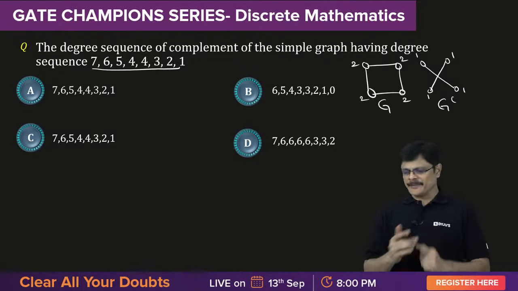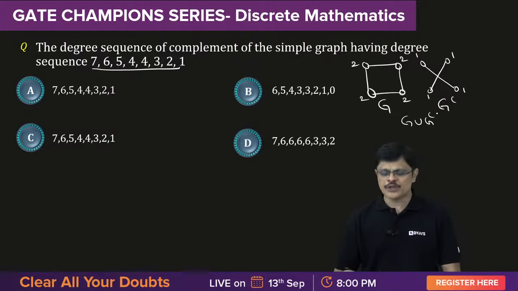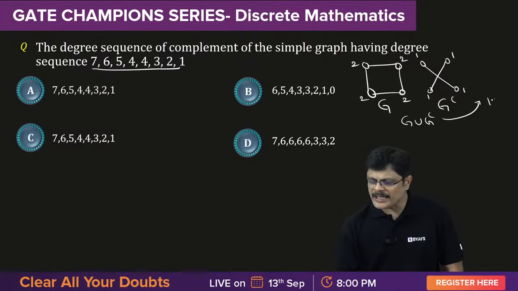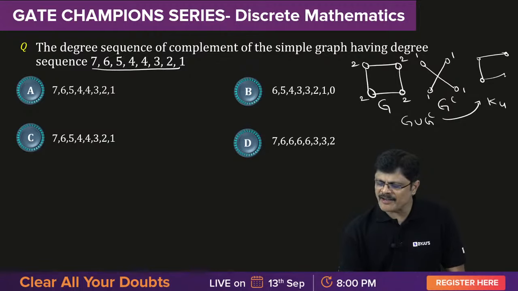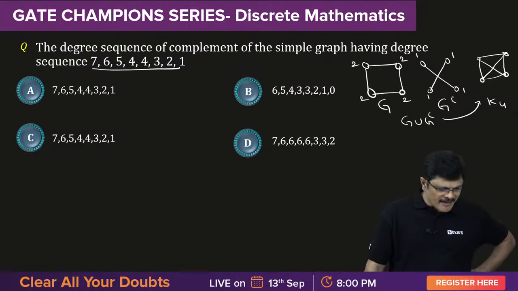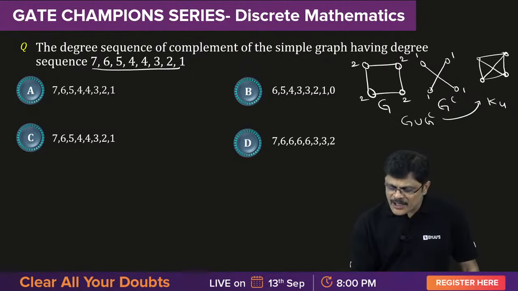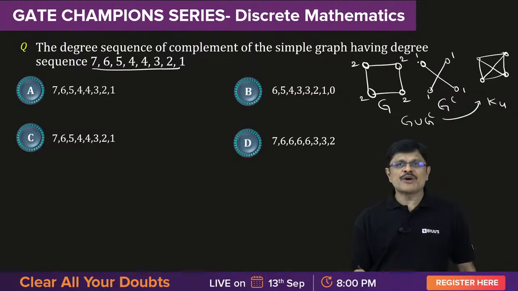If you take the union of these two fellows, a graph and its complement, you are going to get a complete graph with that many vertices. K4, you are going to get. Am I clear? So the degree of this vertex plus the degree of this vertex must be equal to the degree of the vertex in the complete graph.